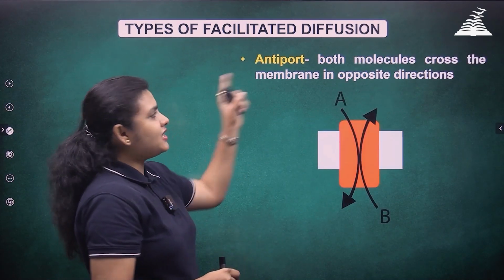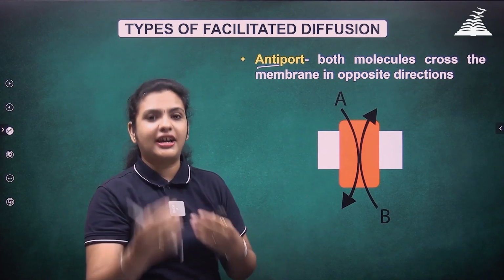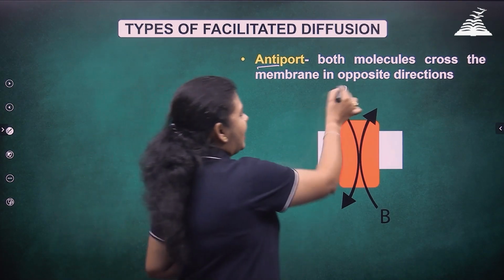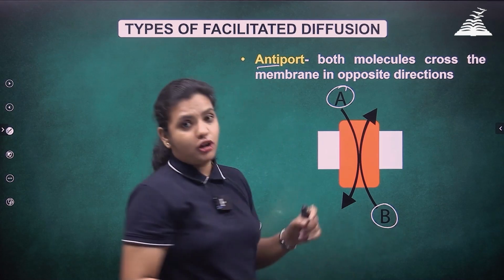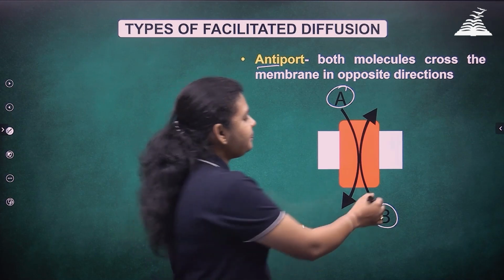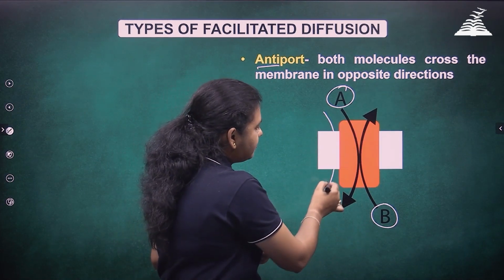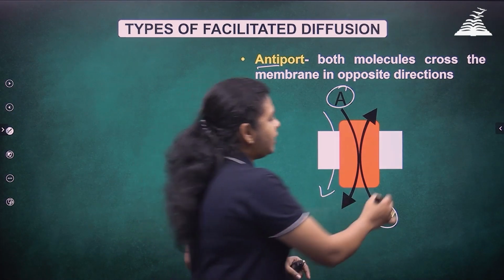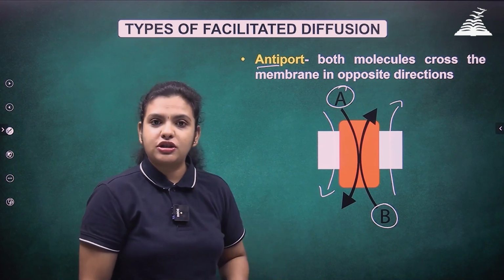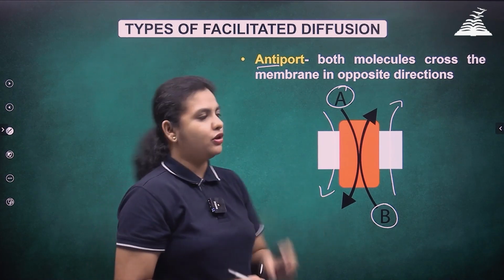The next one is antiport. Anti means opposite or against, right? So here also I have two molecules A and B, but the two molecules are moving in opposite direction. So one says I come this side, the other one says I go the other side, right? So A comes from this end to this end, B goes in the opposite direction, that is antiport. Diffusion is happening from higher to lower concentration with the help of proteins.